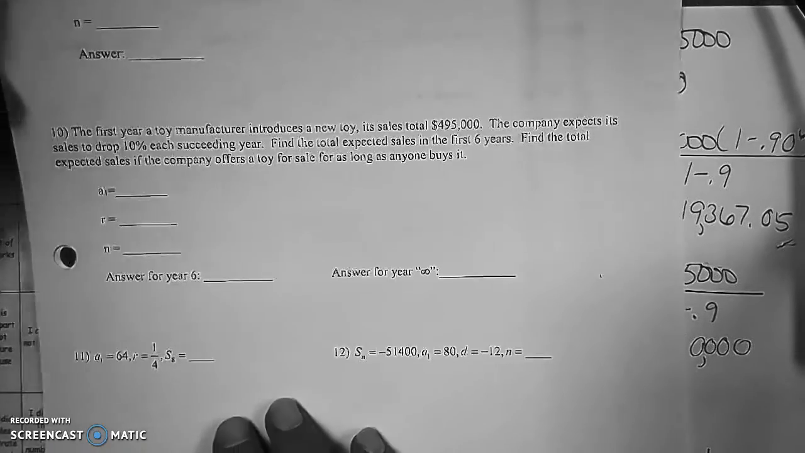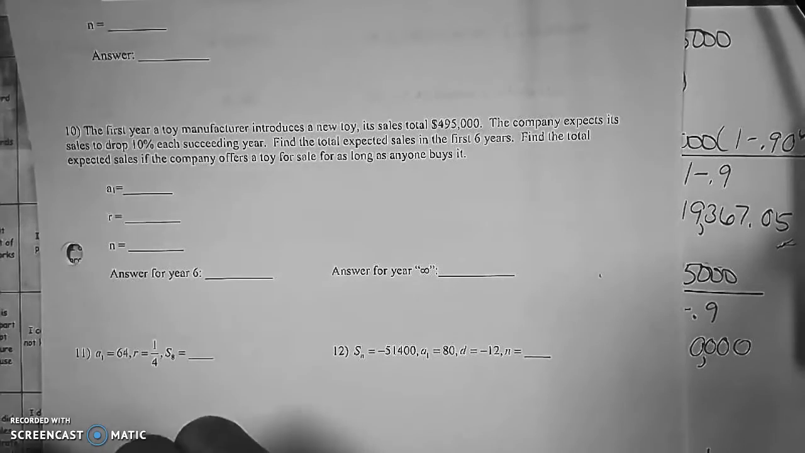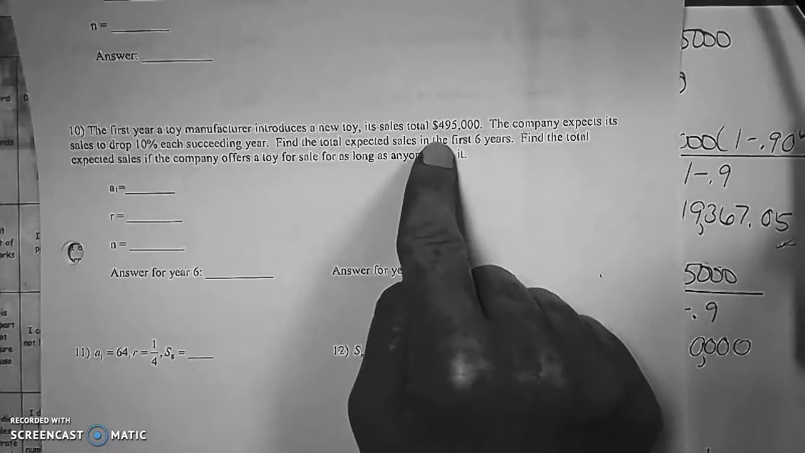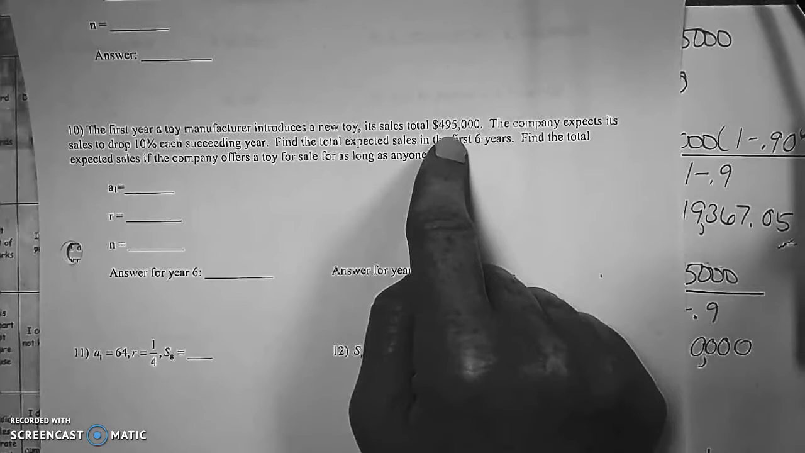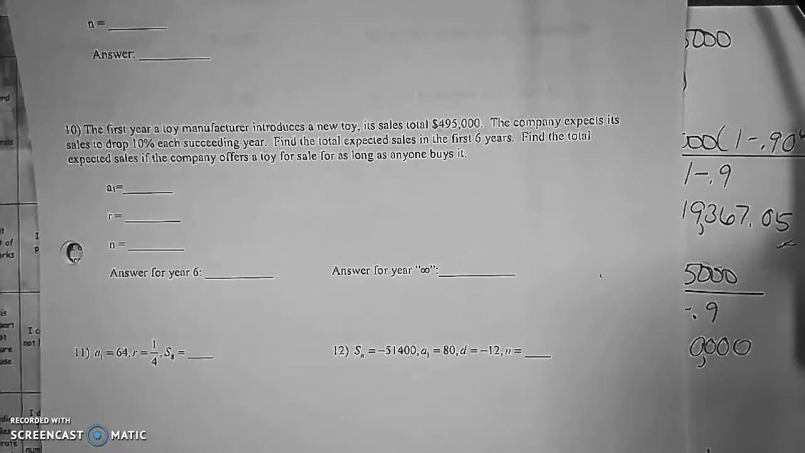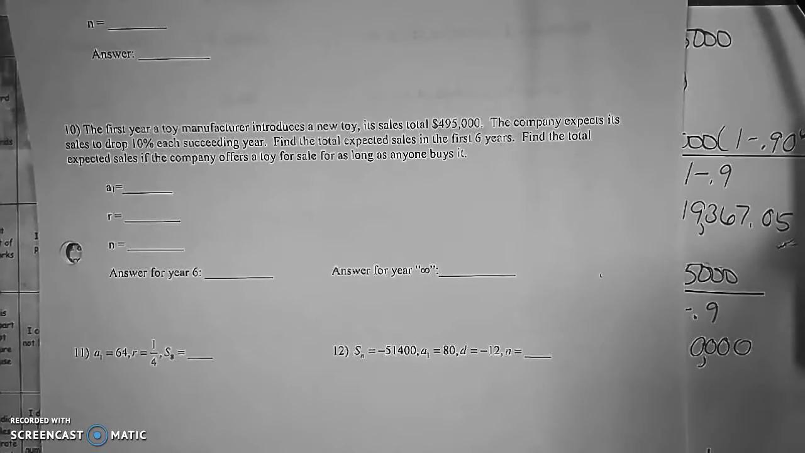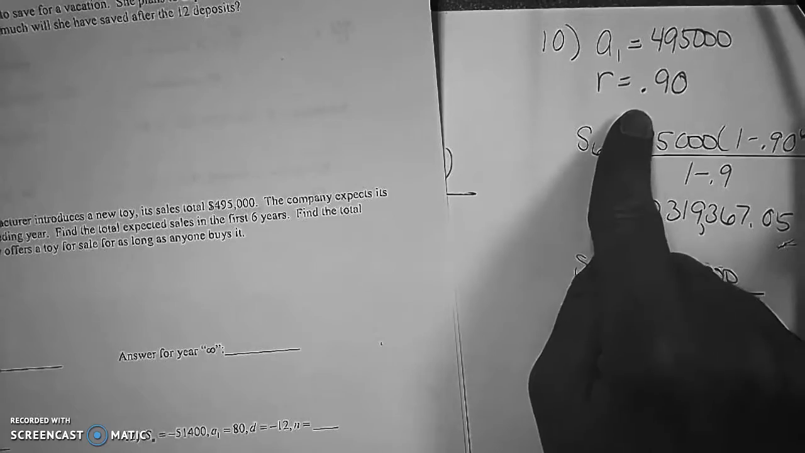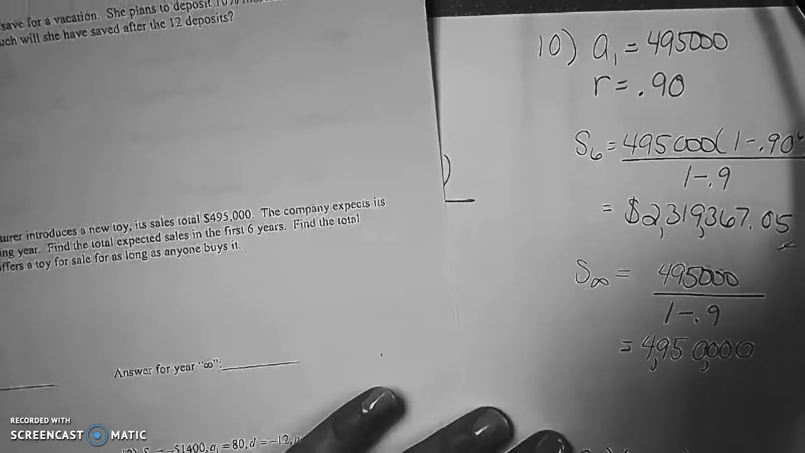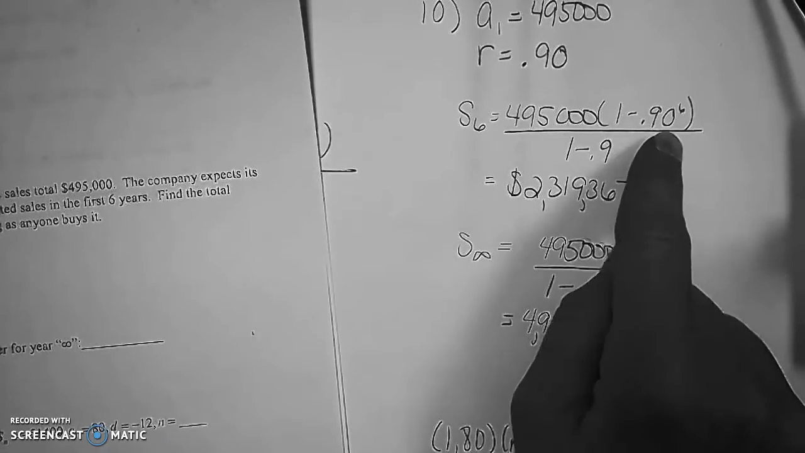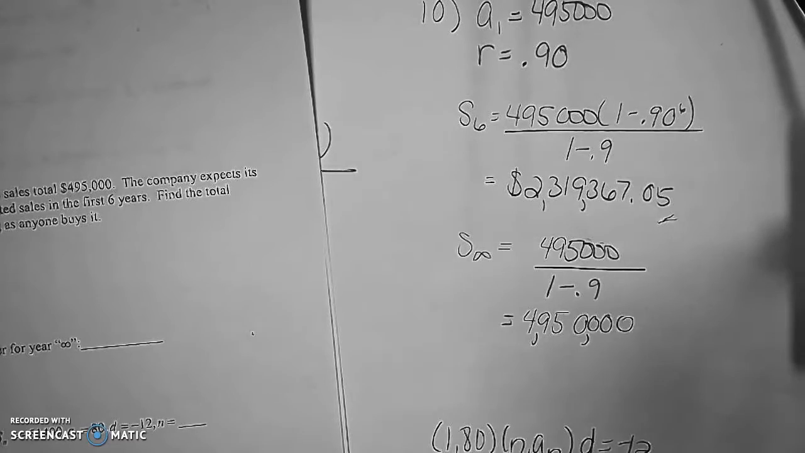Another question you guys asked about is number 10 about toy sales. So it tells me the first year, it tells me the expected sale total. That's A1. The company expects sales to drop 10% each year. Find the total sales. Well, if it's dropping 10%, what percent of the sales are remaining? And so that would be 90. So therefore, R is 0.9. And at first it wants you to know how much the total sales would be after 6 years of selling this toy.